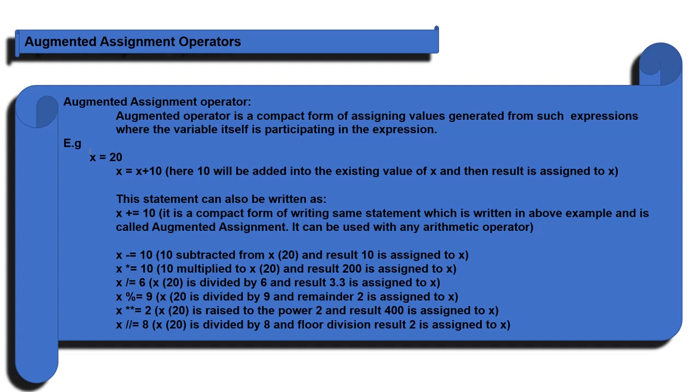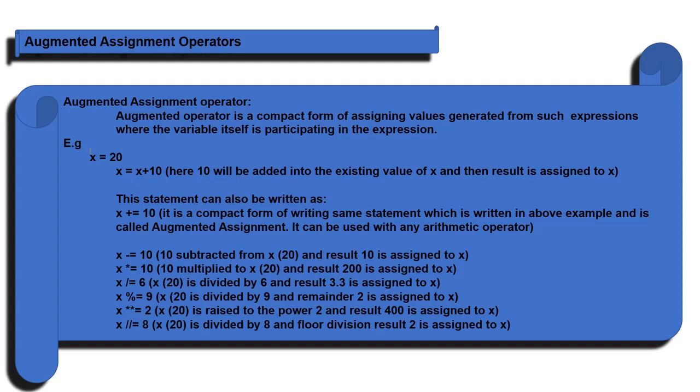This expression can be written in a compact form. How can it be written? x plus equal to 10. This is equivalent to x is equal to x plus 10. So the value of x, that is 20, will take an additional value 10. The 10 is added to 20 in the existing value of x and will be assigned to x again.